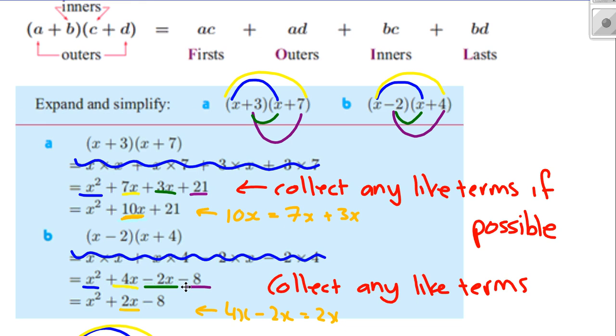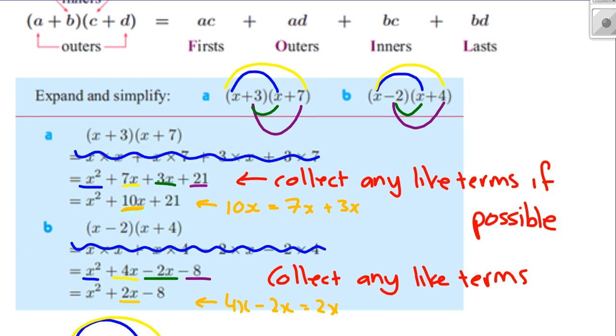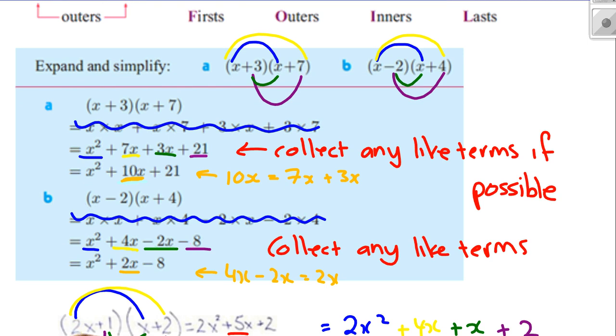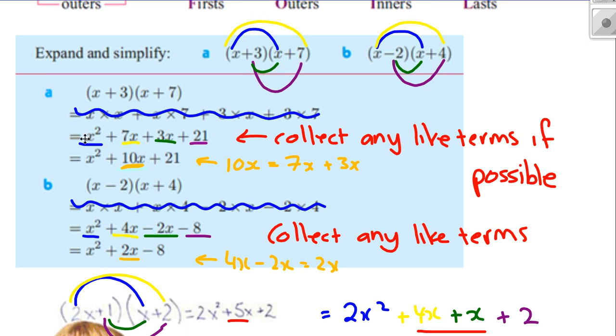Again, people make mistakes in the final term, so really check thoroughly and double check your final term is correct. Then collect any like terms. x squared doesn't combine with anything, minus 8 doesn't combine with anything, but 4x take away 2x is just 2x. There we go, final answer here.